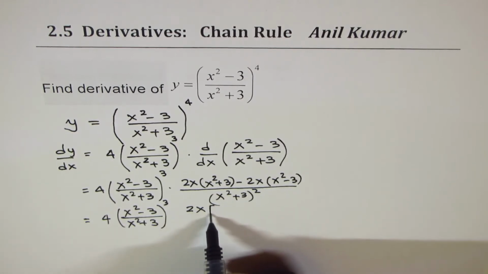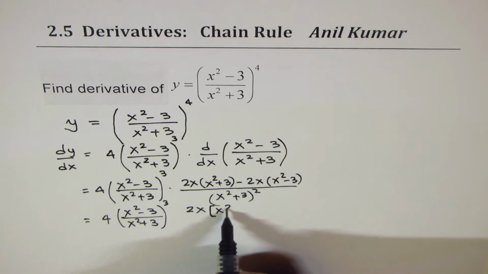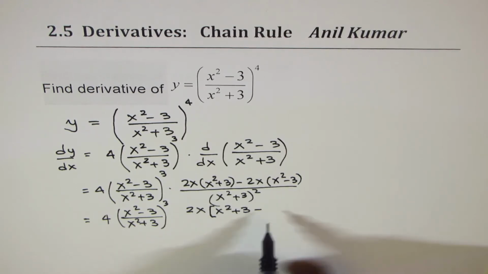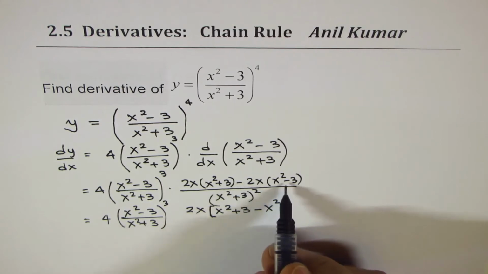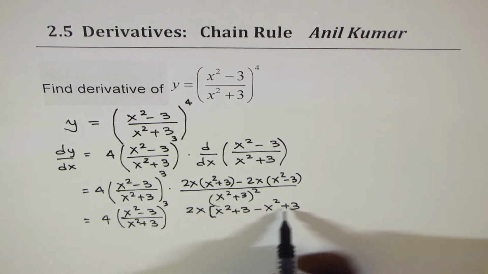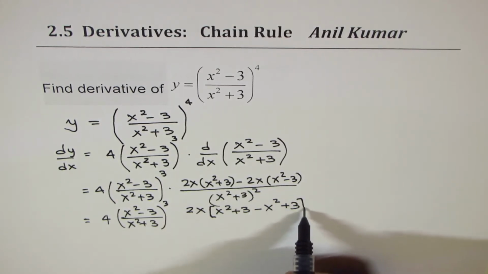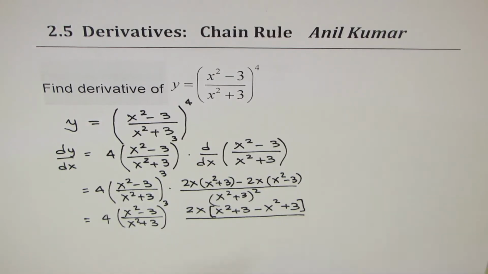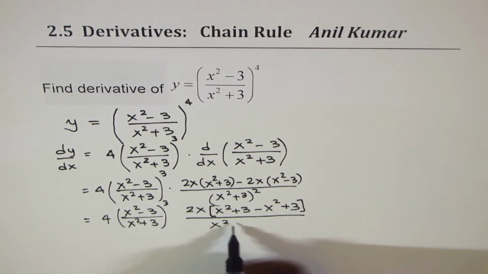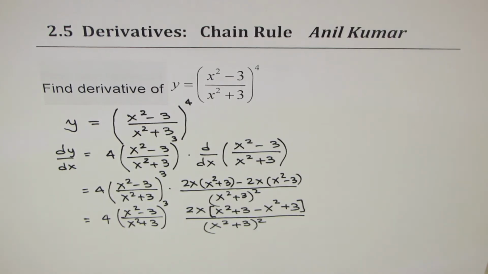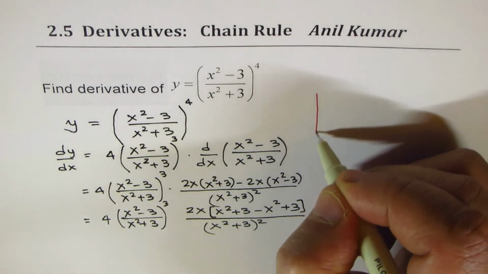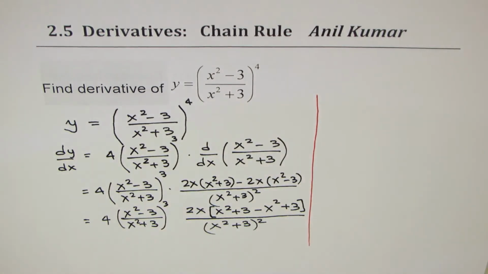And we are left with, within bracket, let me write, x square plus 3 minus x square, and that also becomes plus 3, minus minus, over x square plus 3 whole square. Okay? So we can take it to the right side and write it in a simpler form.